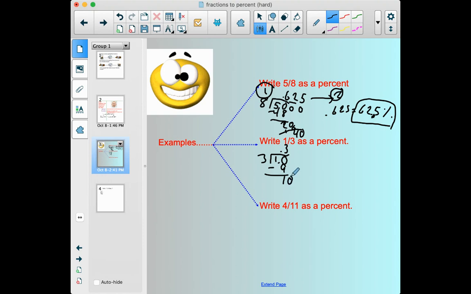Bring down another 0. Okay, so you might see I already did 3 into 10. It went 3 times. I'm back at 3 into 10, so it's going to be 3 again. And it's going to keep repeating those 3's. So 0.3 repeating is my decimal.